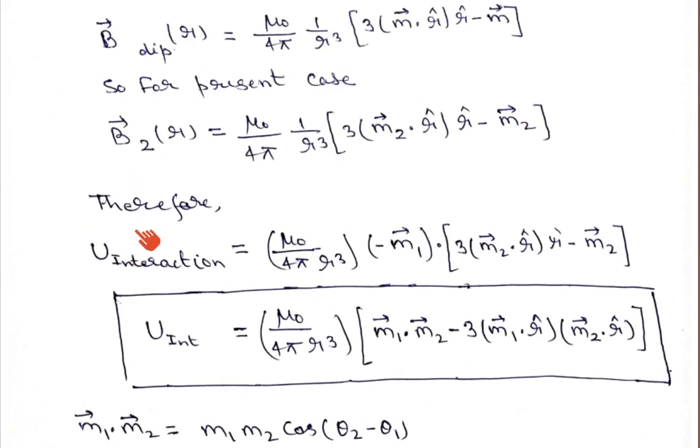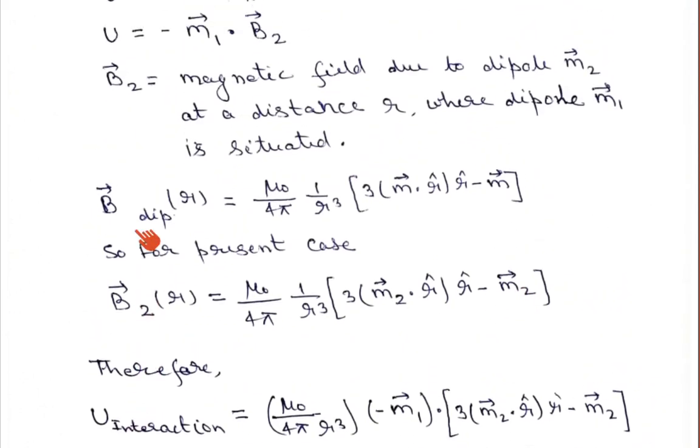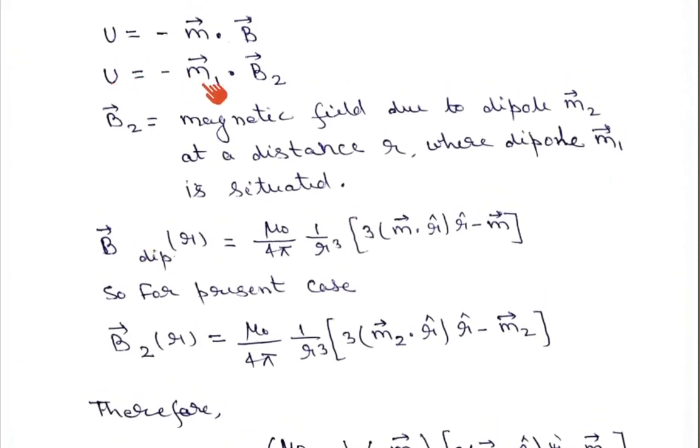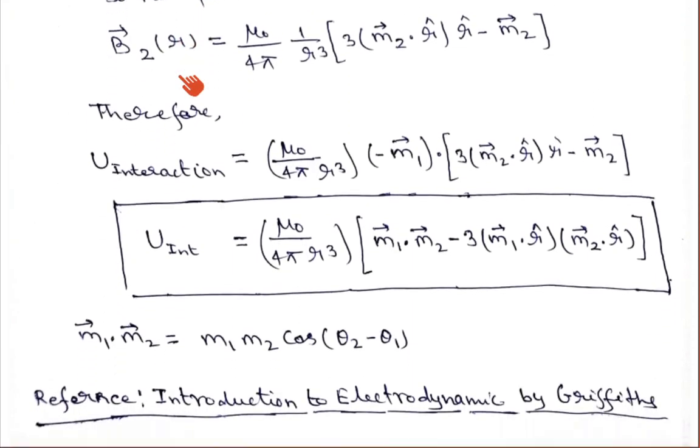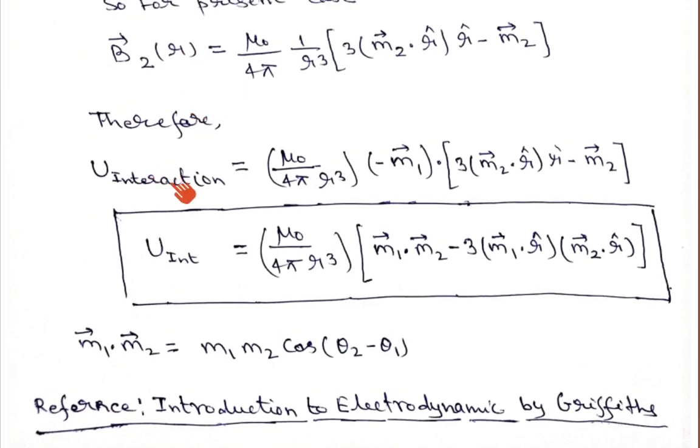Therefore we can write the interaction energy. If we substitute all the values, the interaction energy U is equal to minus m1 dot B2. The m1 value is known and B2 we have calculated. So if we write the interaction energy, then U interaction is equal to mu 0 upon 4 pi r cube, that is minus m1 dot B2. In place of B2 I have written mu 0 upon 4 pi, and mu 0 upon 4 pi r cube I have taken outside. So here what will remain is 3 m2 dot r unit vector minus m2.